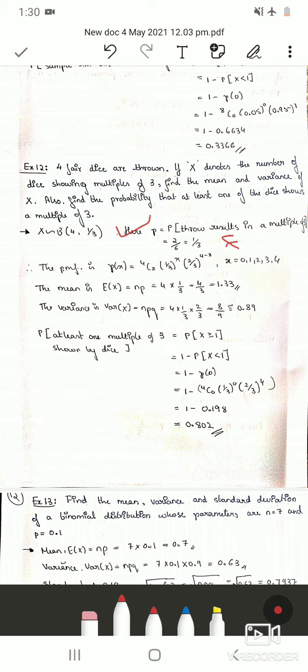Now, how many dice are thrown? 4. Therefore that is your n. Therefore x follows a binomial distribution with parameters 4 and p as 1 by 3. So we can write the PMF. Here you can see the question did not give p; we have found out the parameter p. So the PMF is p of x is equal to 4Cx into 1 by 3 raised to x into 2 by 3 raised to 4 minus x, and x takes the values 0 to 4.